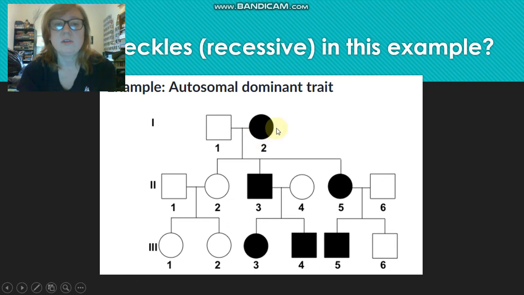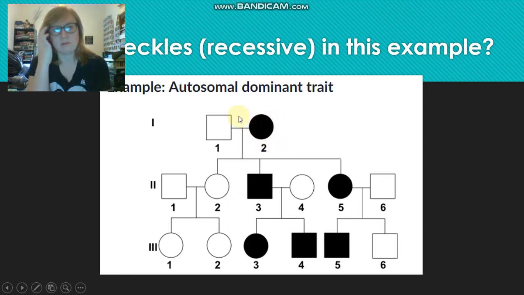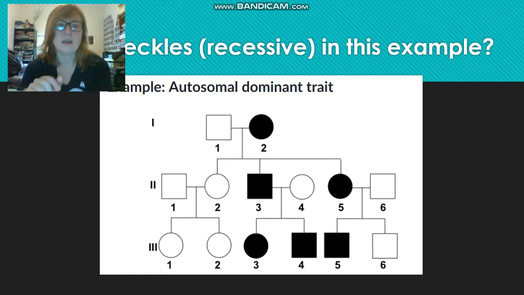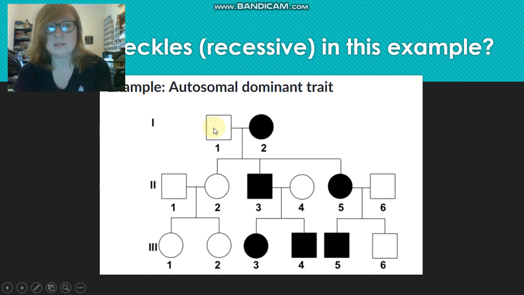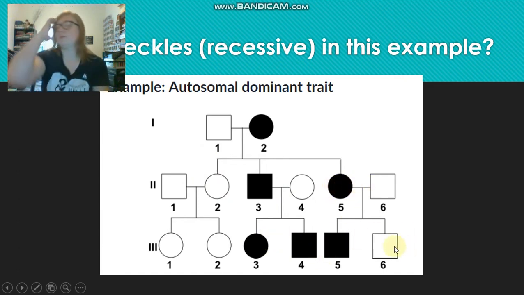All right, so we're looking at this trait, freckles. We're trying to figure out, is it dominant or recessive? I kind of gave it away, but let's just look, okay? So 1 does not have this trait. 2 has the trait. They have 1 child that doesn't have it. They have 2 children that do have it, okay? This one has children that don't have it. This one has children that do have it. This one has 1 child that has it and 1 child that doesn't have it.